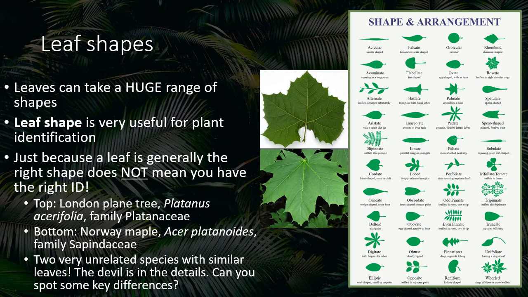So I've provided two different images of very, very similar leaves. The top leaf is the leaf of the London plane tree, Platanus acerifolia, in the family Platanaceae, and it looks very similar to the leaf of Acer platanoides, the Norway maple, which is in the family Sapindaceae in the lower image. These are two very unrelated species. They're not even in the same family, but the leaves look quite similar if you don't look too closely. The devil is always in the details on leaf ID. So take a second to look at those leaves and see if you can spot some key differences.